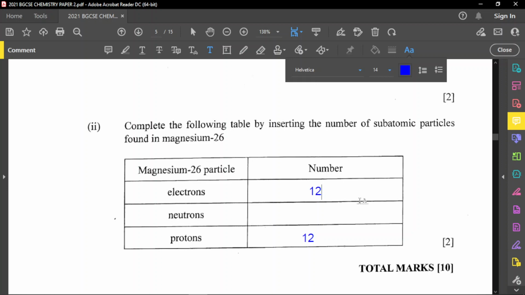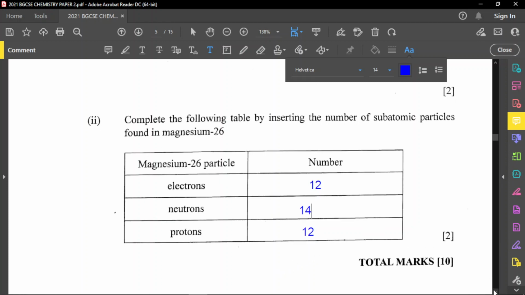How will we get 26 now? It's the mass number minus the protons. So if we subtract 12 from 26, what you get is 14. So 14 plus 12 is 26. All right, so that will be the number of neutrons there.